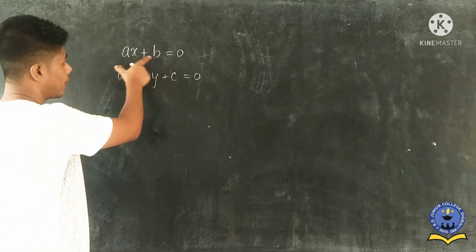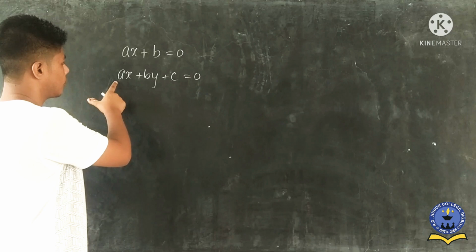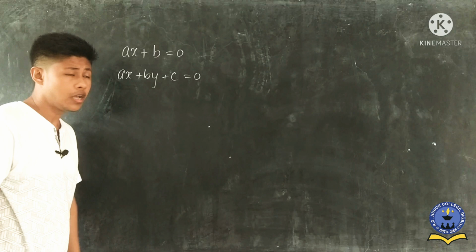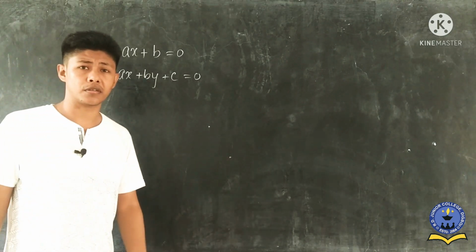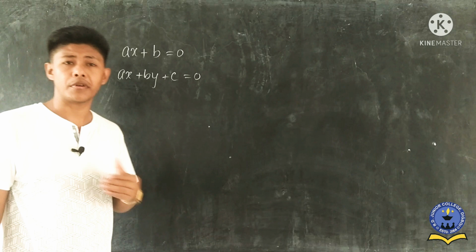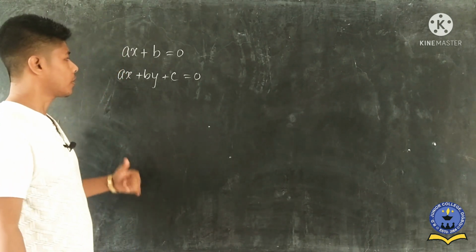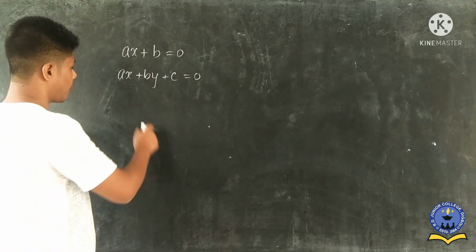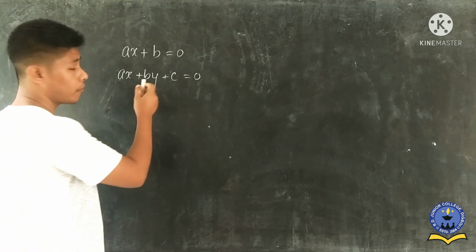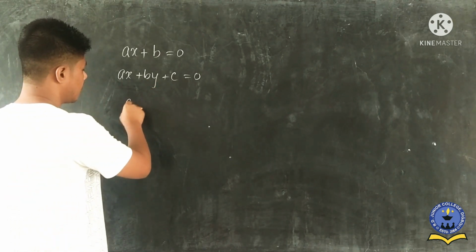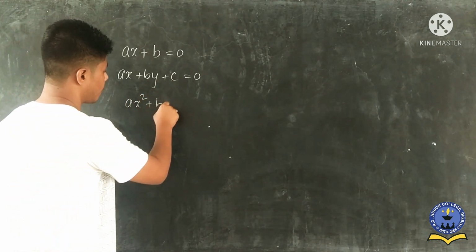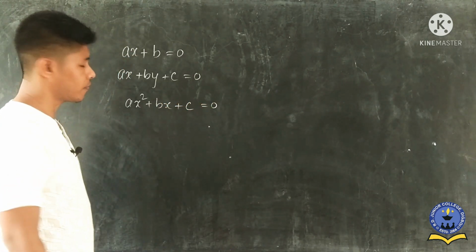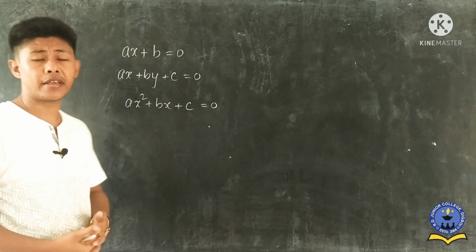Here a, b, c are real numbers and x and y are the variables. This type of equation we already know from class 9. Now if you see a quadratic equation in one variable, the general form is ax² + bx + c = 0. This is a quadratic equation in one variable, which we got in class 10.